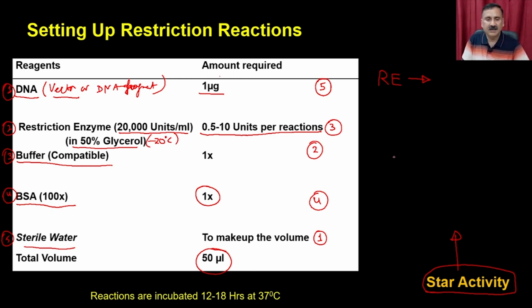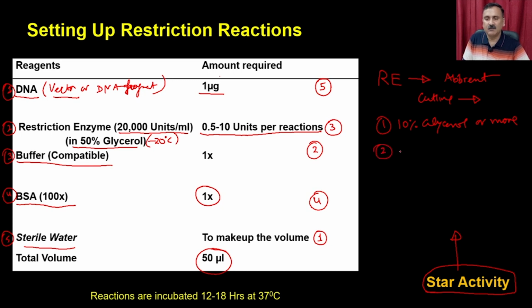But what happens is that because you have too many enzymes, or too much DNA, restriction enzymes are actually going to show aberrant cutting sites. Okay, so aberrant cutting, and that happens sometimes even with the glycerol itself. So if you have 10% or more glycerol, it's actually going to induce the star activity.